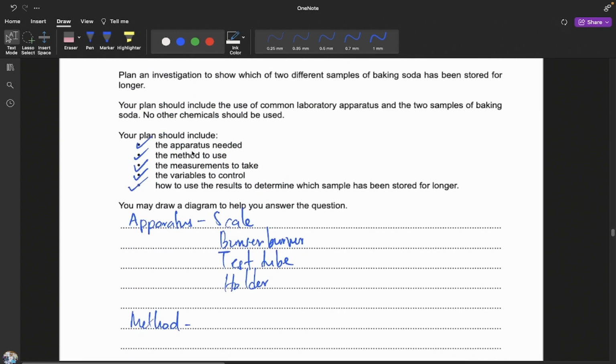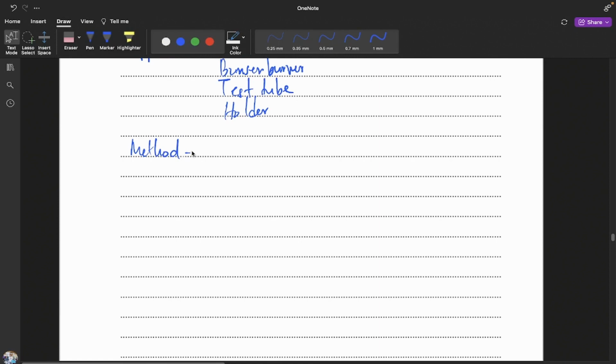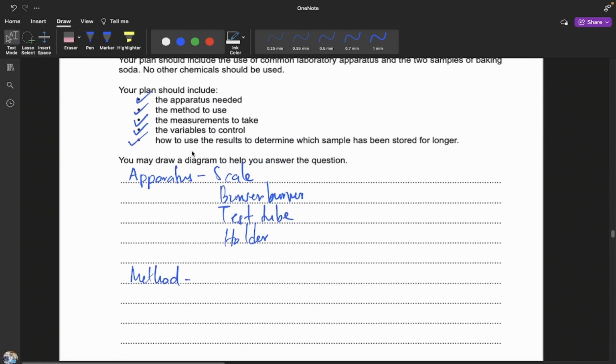Measurements to be taken. If you have written thermometer, you have to write the measurement as temperature. But I have not written thermometer, so you can write the measurements: masses of each sample of baking soda, and volume of carbon dioxide obtained. That's enough.